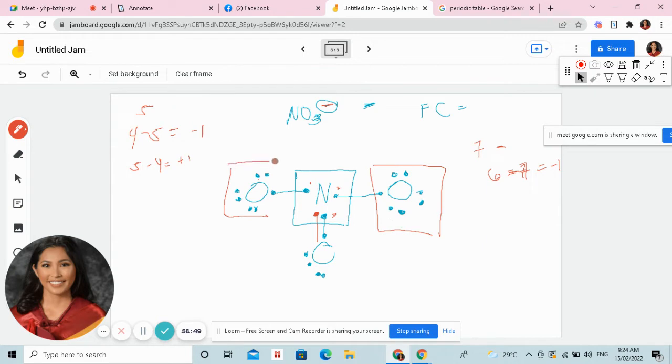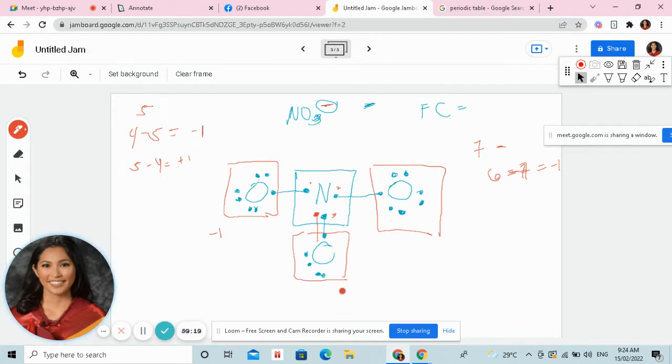Now here also, what's the formal charge here? We have 1, 2, 3, 4, 5, 6, 7. 6 minus 7, that is also negative 1. Then here the formal charge is also, 1, 2, 3, 4, 5, 6. 6 minus 6, that is 0.